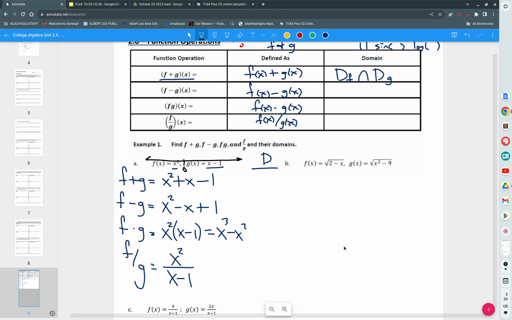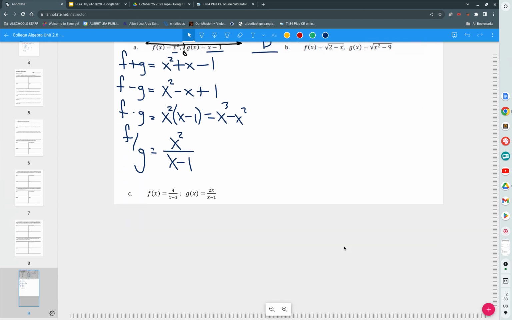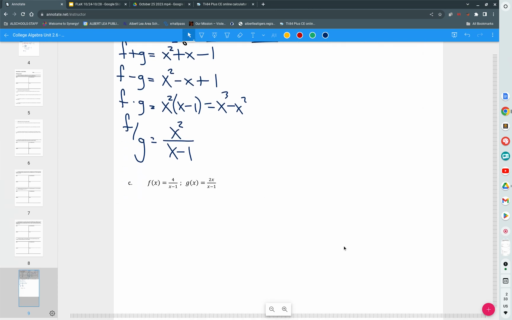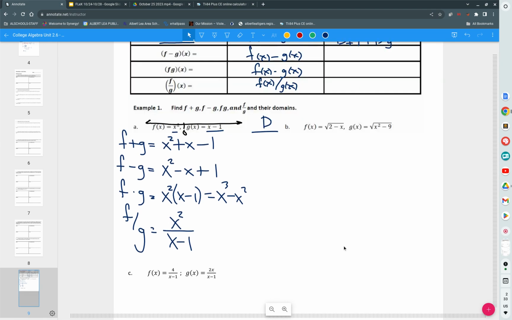Notice that there's no restrictions on those domains, are there? Are there restrictions on domain here? Yeah, when you have square roots, those cause problems, right? Big problems. Are there restrictions when you have fractions? Yeah, there are, right? So we have restrictions there, but up here, we just have two polynomials. So notice that the domain of x squared is all real numbers.